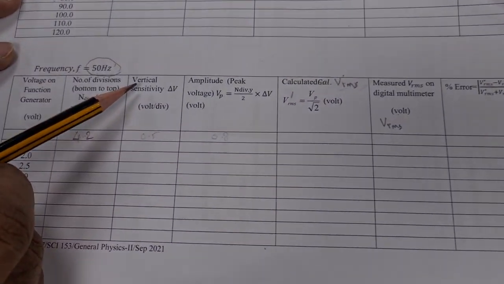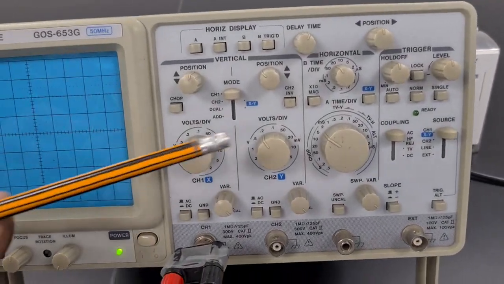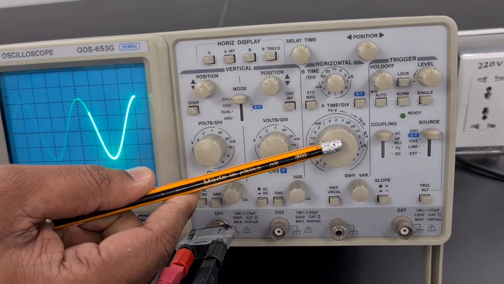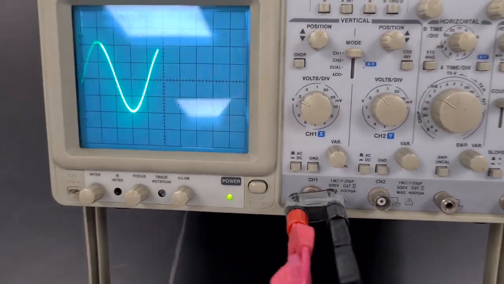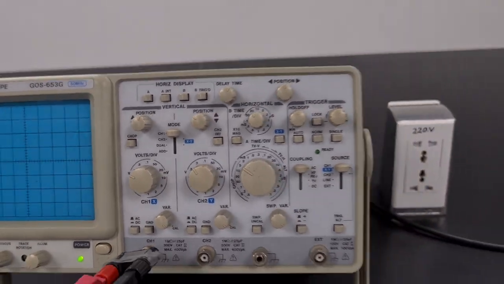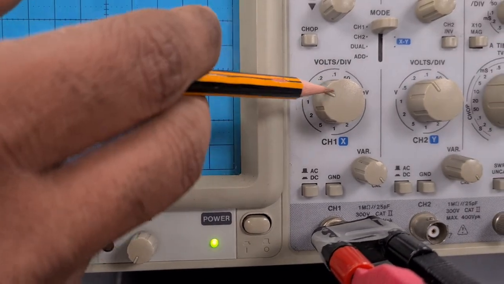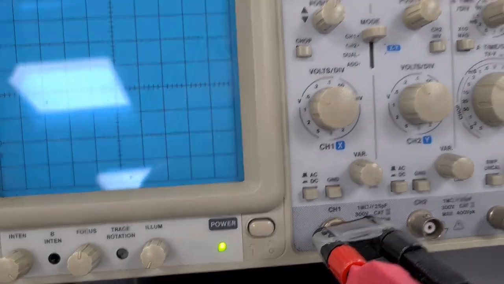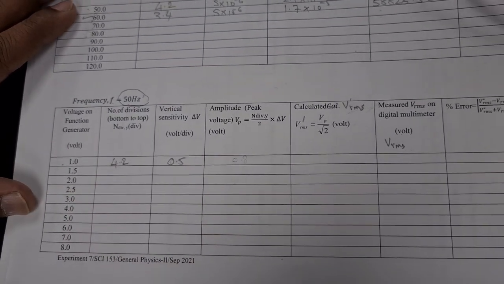Now we have to measure what the vertical sensitivity should be. My dear, this is your vertical sensitivity, this is your horizontal sensitivity. In the first table, we touched this to measure the horizontal sensitivity. But in the second table, you have to see what the value is for the vertical sensitivity. Just have a look here. This arrow indicates, I think, 0.5. Am I right? Yes, it's exactly 0.5. This arrow indicates 0.5. It's not micro, it's just a number. So this is nothing but your vertical sensitivity. I'm going to write the value here. Clear? And the rest of the things are calculated.